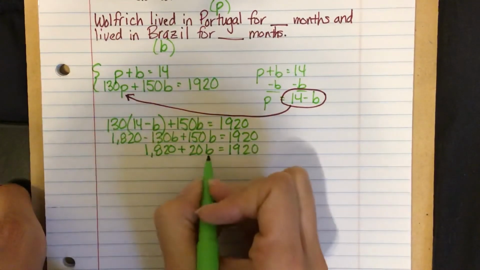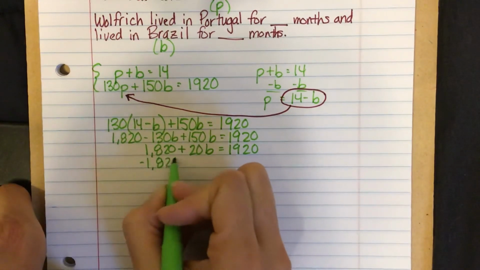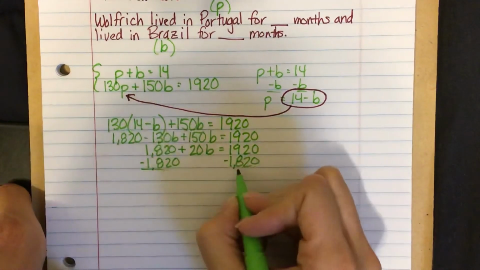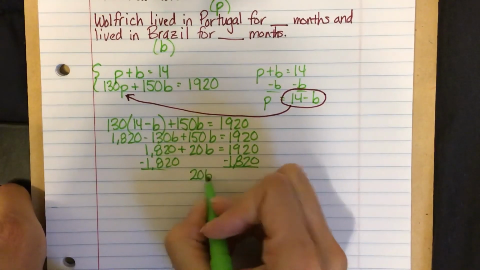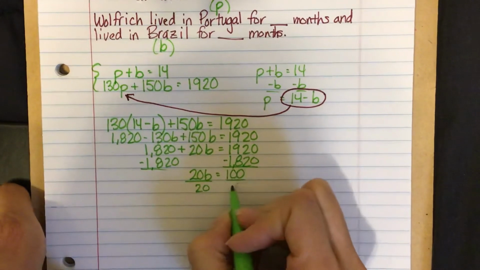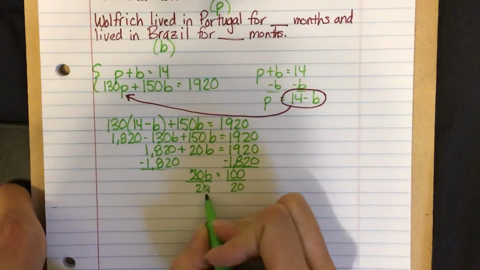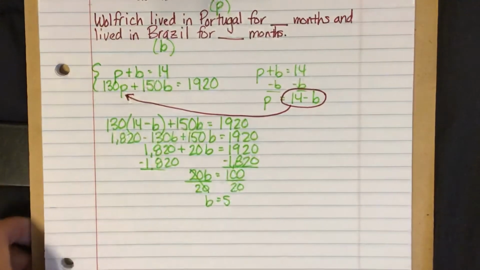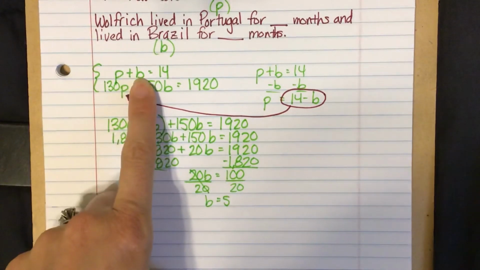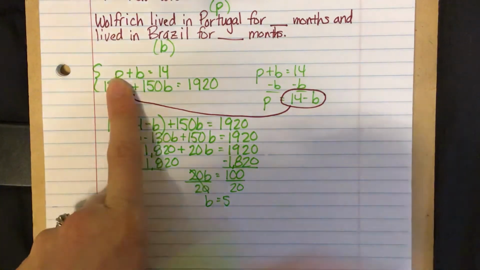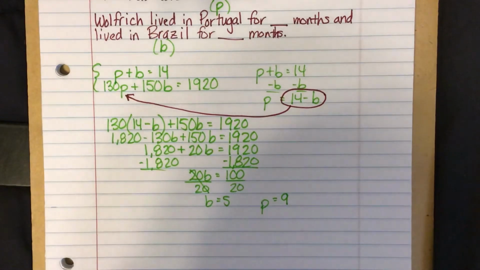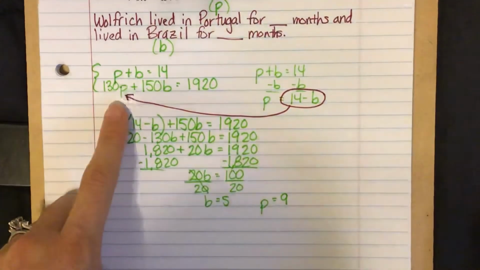All right, so now I'm going to solve for B. So I'm going to subtract 1,820 from both sides, and I'm left with 20B equals 100. I'm sure you can already see what B is going to be equal to. And it looks like B was equal to 5 months. Now, if he was in Brazil for 5 months, how long was he in Portugal? We're going to have to say that that was 9 months. I'm just going to double check and make sure that this works in the second equation.